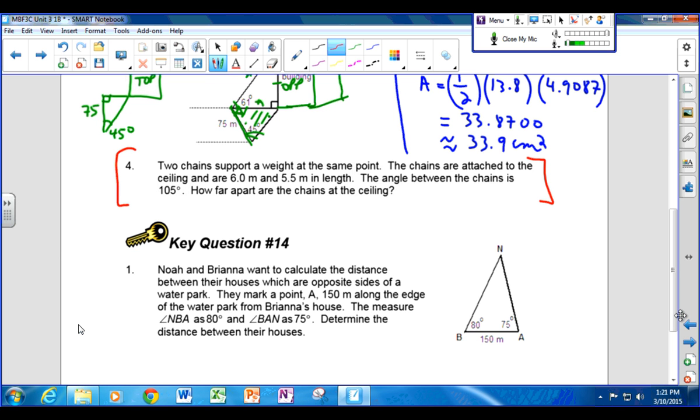Okay, so it says 2 chains support a weight at the same point. The chains are attached to the ceiling and are 6 meters and 5.5 meters in length. The angle between the chains is 105 degrees. How far apart are the chains at the ceiling?